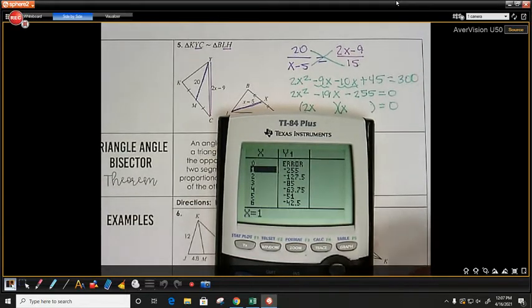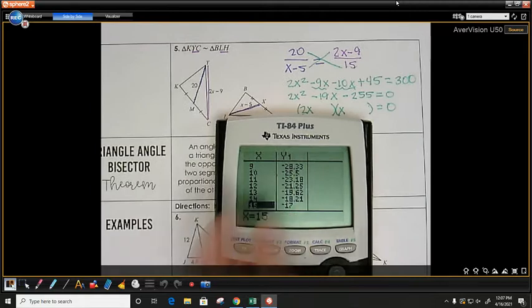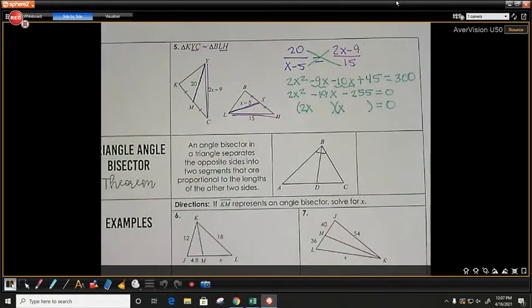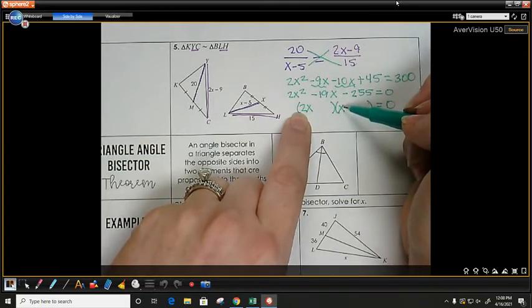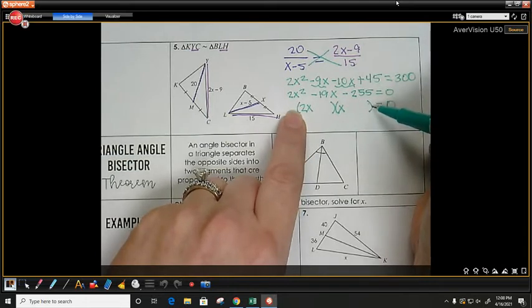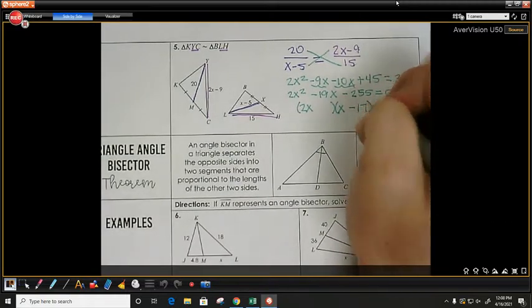So 1 and 255, that's really far away to give me 19. 3 and 85, still super far away. 5 and 51, still very far away. I'm skipping all of these decimals. I get another whole number pair. So 15 and negative 17. Let's see if this works. If I put negative 17 here, what's 2 times negative 17? It's negative 34. And then 15 times x is 15x. So I would have negative 34x plus 15x, which does give me my negative 19x. So it's minus 17 plus 15.